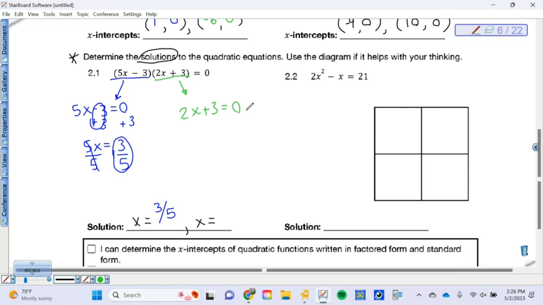2x plus 3 equals 0. What does x need to equal? How do I figure it out? No. What do I do to figure it out? How do I solve for x? Minus 3. 3's cancel out. 2x equals negative 3. Now what do I do to solve for x?